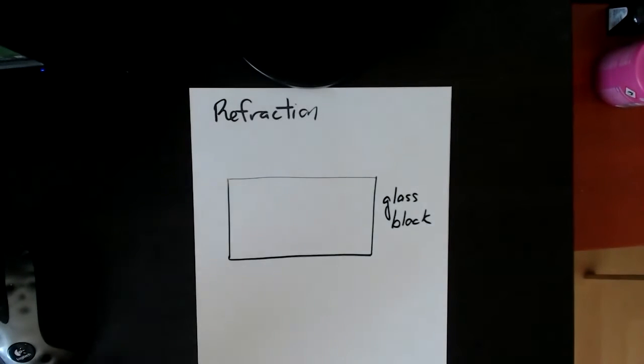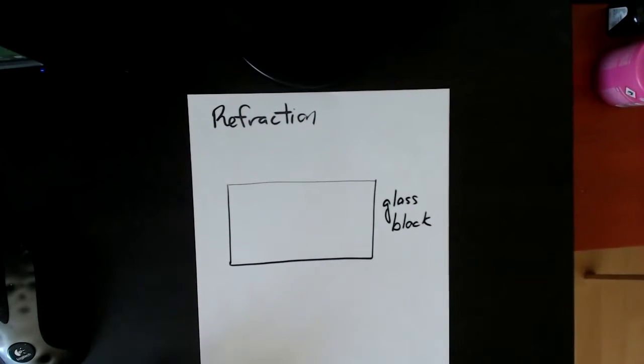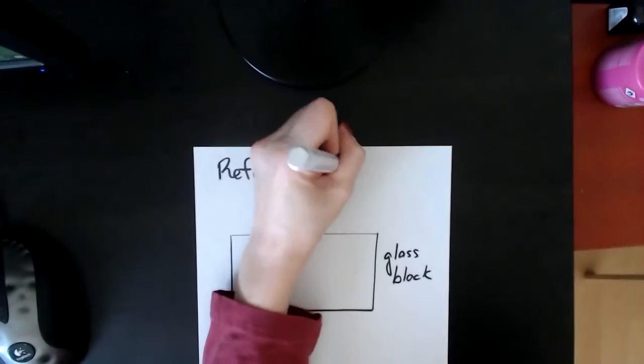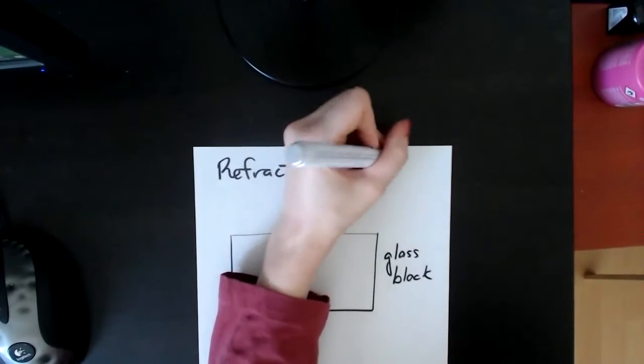So refraction. As if you haven't watched the reflection one, the idea is that all waves, remember, can be reflected and refracted. But when we talked about the details of refraction, we usually talk about it with a light wave, right? And refraction is what happens when a wave leaves one medium and enters another. So basically, it's when a wave changes medium.